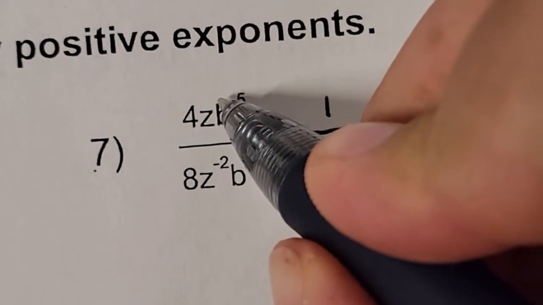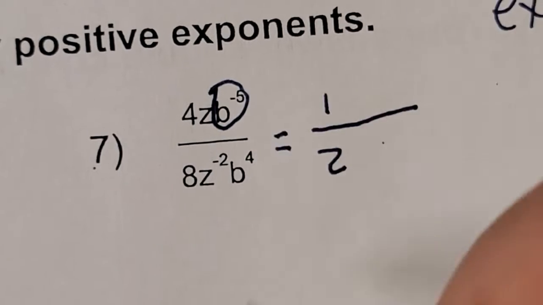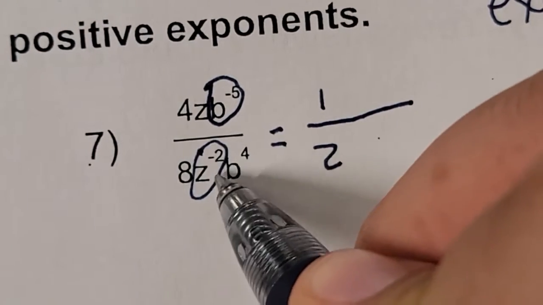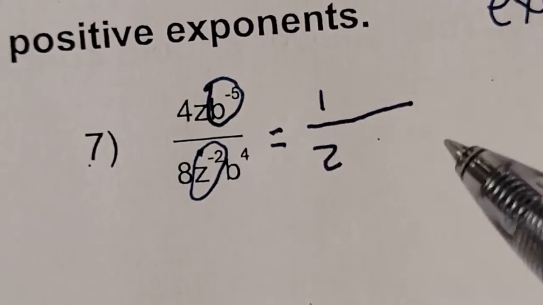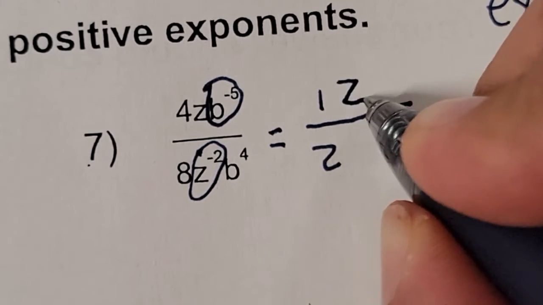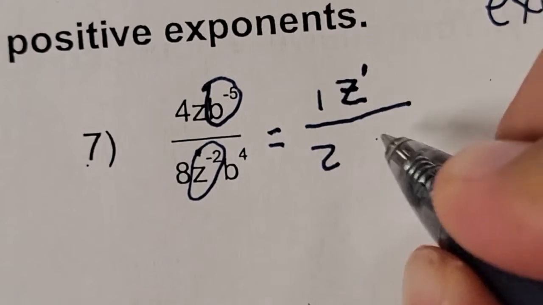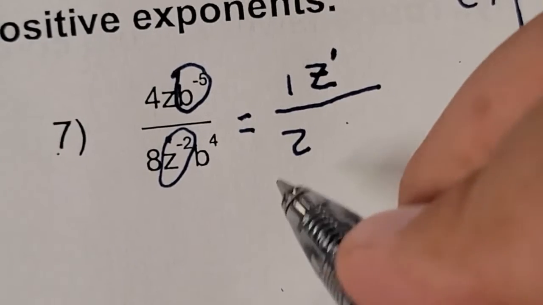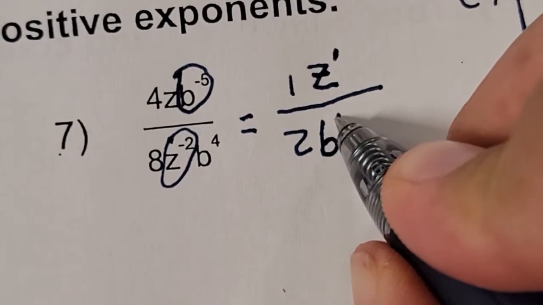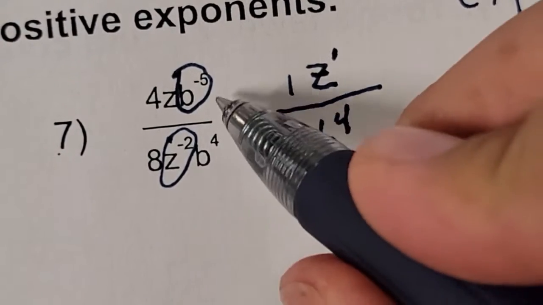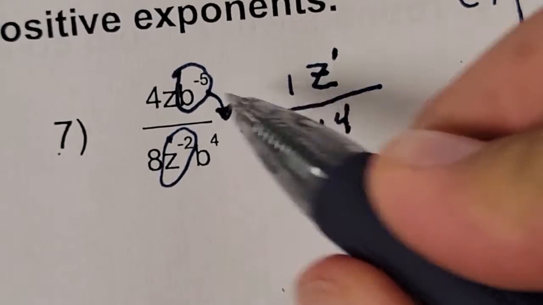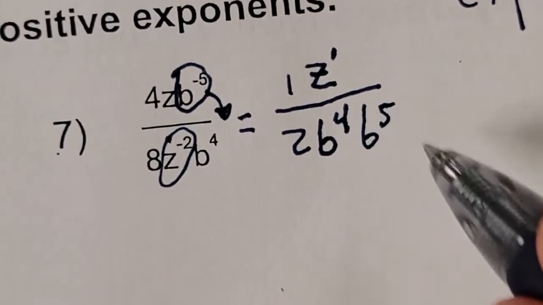Now, if it's a negative exponent like this one, it needs to move. If this is a negative exponent, it needs to move. But this z right here, that original z has a 1 on it, doesn't move. This b to the 4 doesn't move. Those are positives. They stay where they're at. This one's going to go to the bottom now. So I have b to the 5.